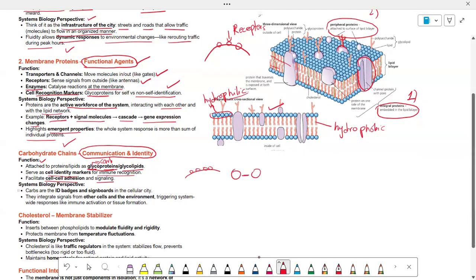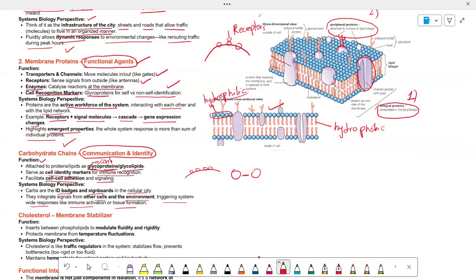Okay. From a systems biology perspective, carbohydrates are the identity badges or signboards in the cellular city. They integrate signals from other cells and the environment, triggering system-wide responses like immune activation or tissue formation. So this is the main function of carbohydrate chains.